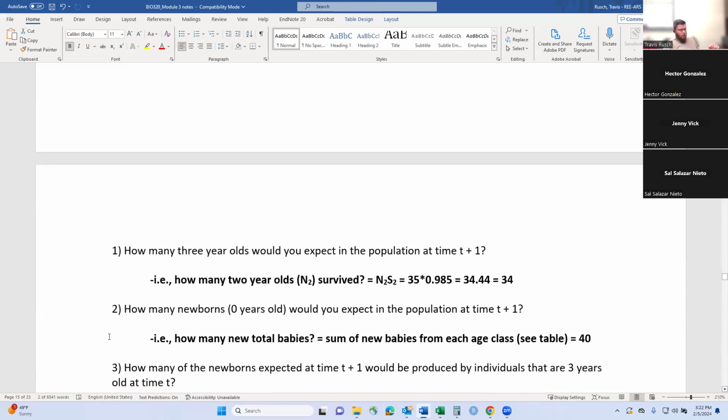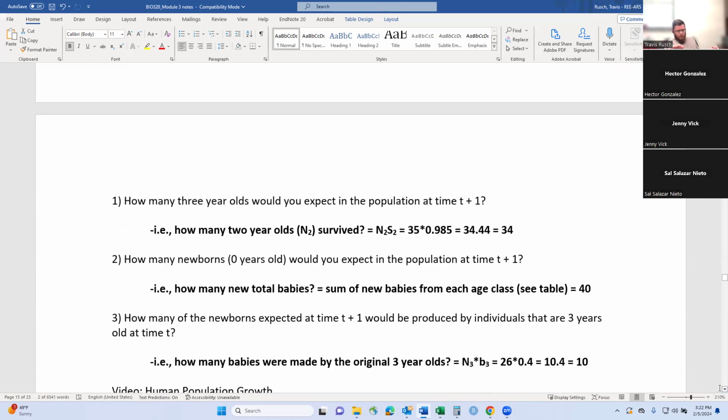Okay, and then question 3 says, how many of the newborns expected at time t plus 1 would be produced by individuals that are 3 years old at time t? 10. Yes, correct. 10 is the answer. So how many new babies were made by the original 3-year-olds? It's maybe another way we could word it. And that's our population of 3-year-olds, so N3, and then their fecundity value of B3. So that's 26 times 0.4, 10.4 rounded, so the whole number of 10 offspring. Exactly, correct.